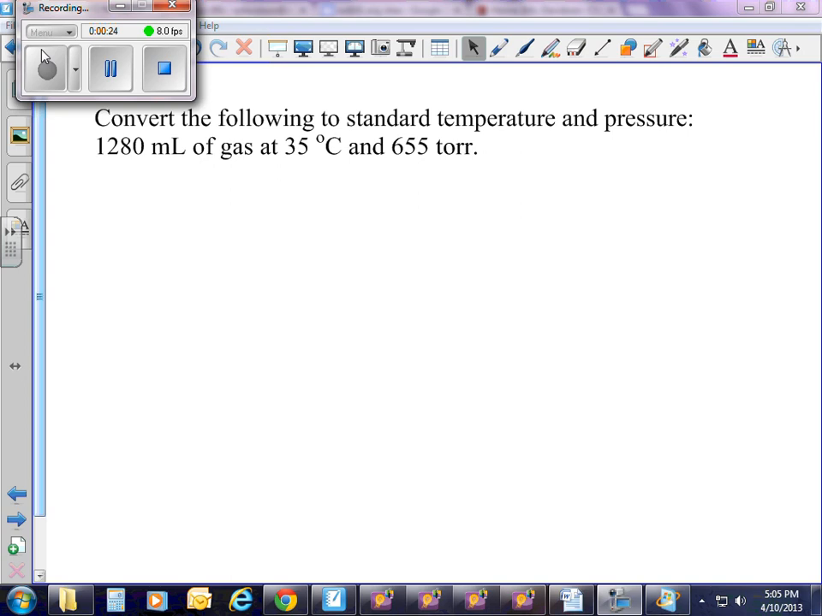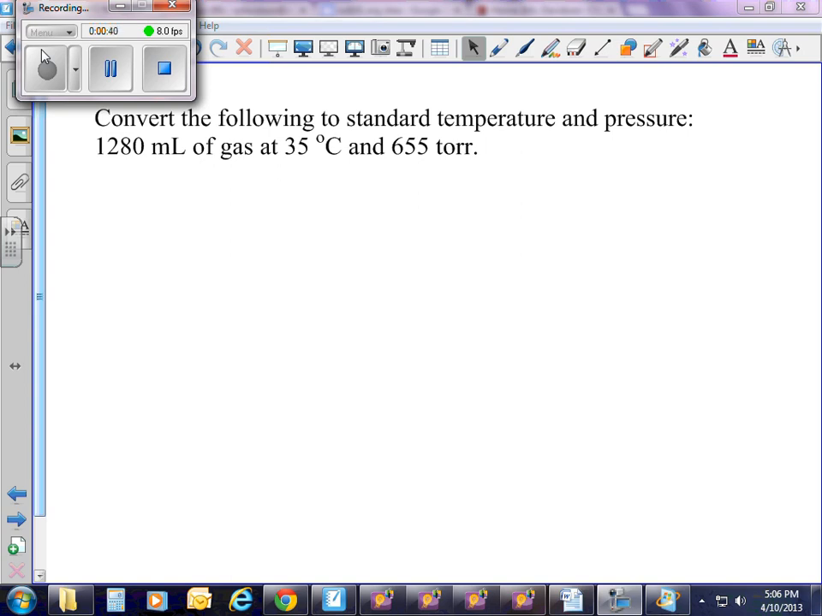If you only have two of them, if you have pressure and volume, or pressure and temperature, or temperature and volume, then you know that's one of the laws you're going to use. If you have all three, that's when you use the combined law, okay?